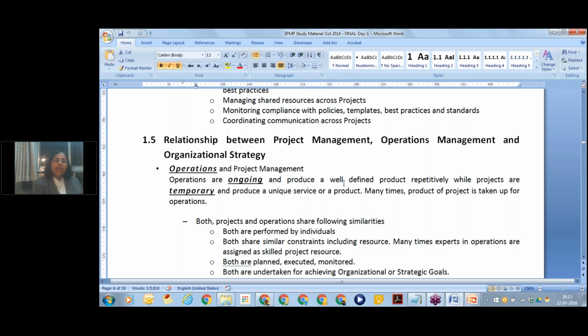Having said that, what is more difficult? Managing an operation, or managing a project? You can't say. Both are equally difficult because both are managed by people. Both need time. Both need money. So you can't say that operations are easy. You can't say that projects are easy.